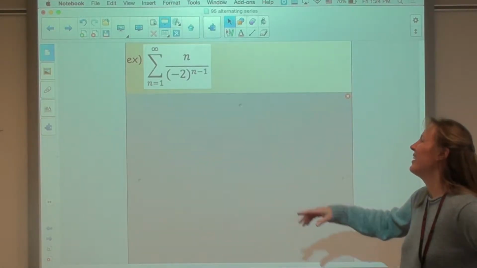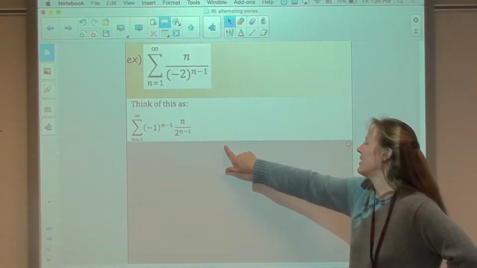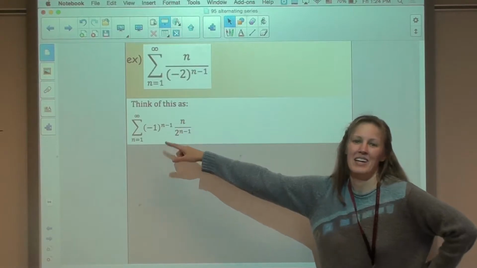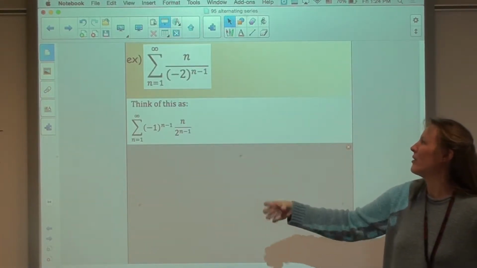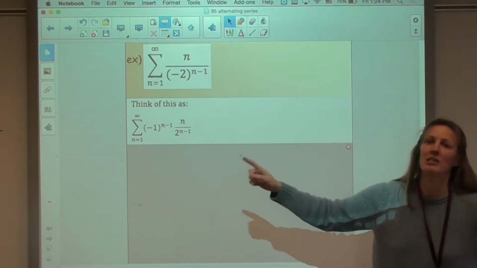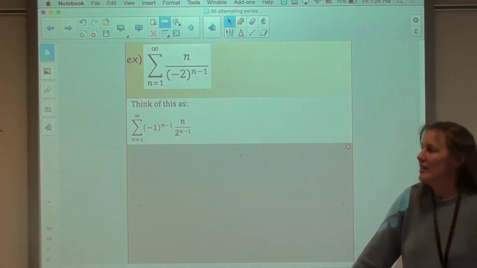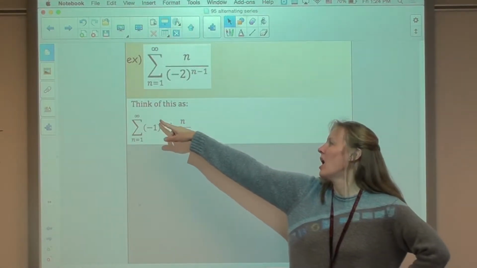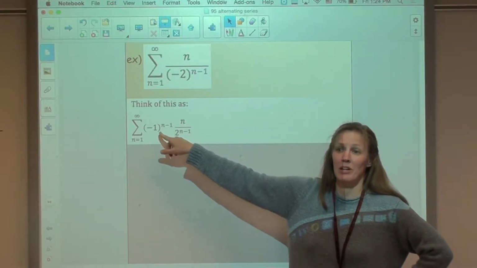All right, so what you have to do before you start is pull that negative 1 out, right? So pull the negative 1 out. Remember that negative 2 to the n minus 1 is just negative 1 to the n minus 1 times 2 to the n minus 1. Now, I put the negative 1 up; I didn't keep it in the denominator, I moved it up.